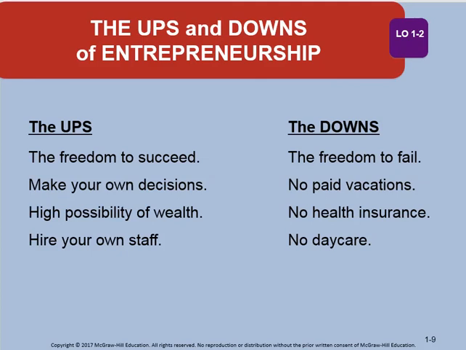So what are the ups and downs of entrepreneurship? We hear of people who make millions and millions of dollars as entrepreneurs, right? We have Bill Gates, we have Facebook, we have Elon Musk. All of these people are entrepreneurs. So what are the ups and the downs? Why aren't we all entrepreneurs? Well, some of the ups are, you have the freedom to succeed. You have no ceiling for your salary. Your salary is what you make of it. You can hire your own staff, and you have complete control.